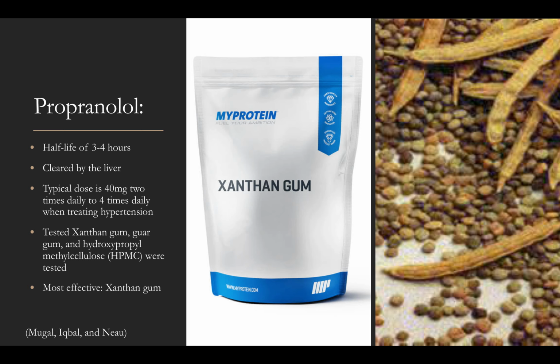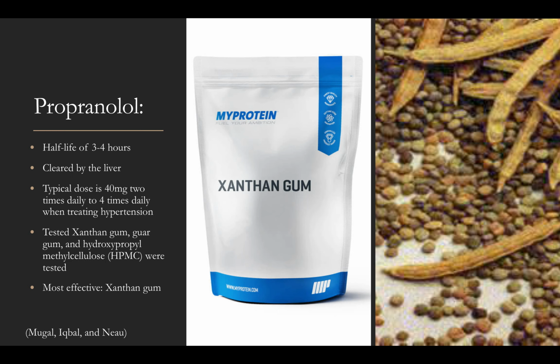Here's some background information on the beta blocker propranolol before I get into the study. So propranolol is a beta blocker. It has a half-life of 3 to 4 hours. It is cleared by the liver. The typical dose is 40 milligrams 2 times daily to 4 times daily when treating hypertension.